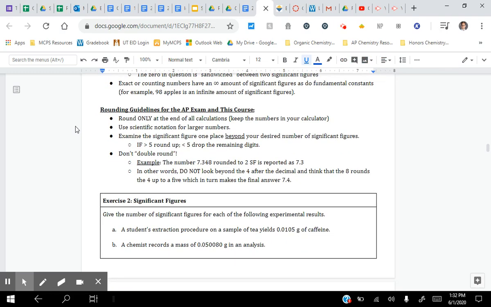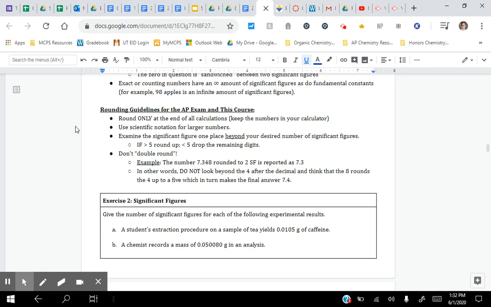When we round, we're only going to round at the end of all calculations. We're going to use scientific notation for larger numbers. And examine the significant figure one place beyond your desired number of significant figures. If that digit, one place beyond, is 5 or greater, we round up. If it's less than 5, you drop the remaining digits. Don't double round. If the number 7.348 rounded to 2 sig figs is reported as 7.3, don't look at the 4 and say, oh, there's an 8 and round up, because then you would say, oh, it's 7.4.